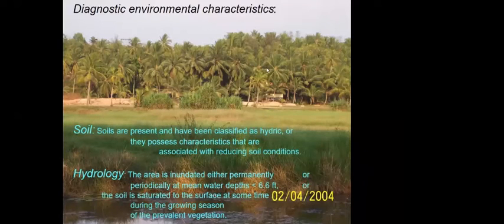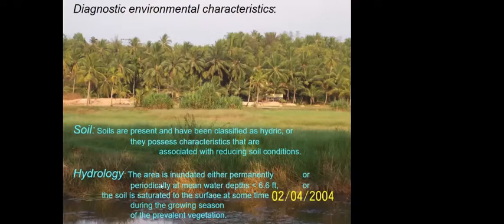And then the soil. Soils are present and have been classified as hydric. So one should be able to classify. The indicators are given, characteristics are given. Based on that, whether it is hydric or not, one needs to classify it. And what processes are associated with the reducing soil condition. That is, it should be a hydric soil.